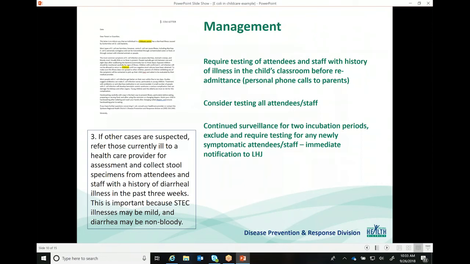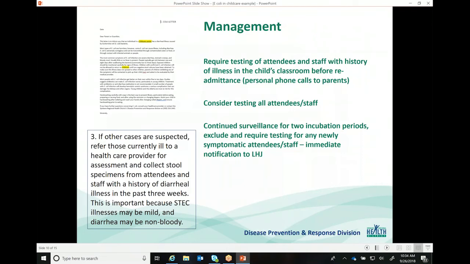And another piece of advice that I kind of learned the hard way with the center a few years ago is making sure that you get a good definition of diarrhea for the center to follow. The people working in a child care setting are not healthcare workers, so making sure that everybody's kind of clear on what you're looking for is important as well.